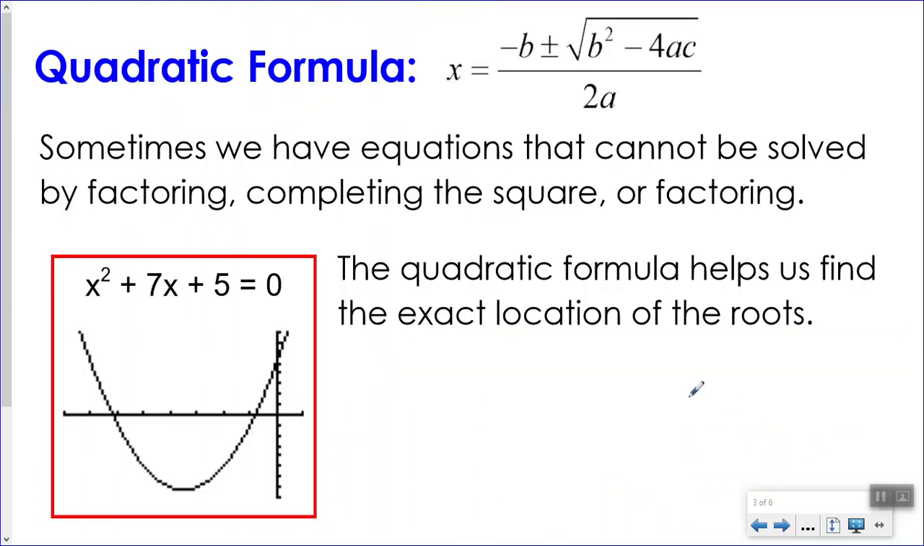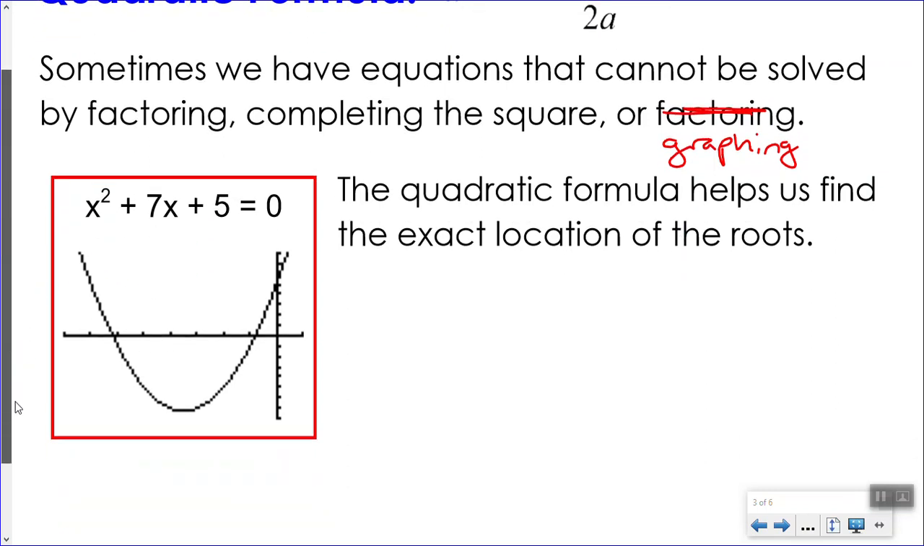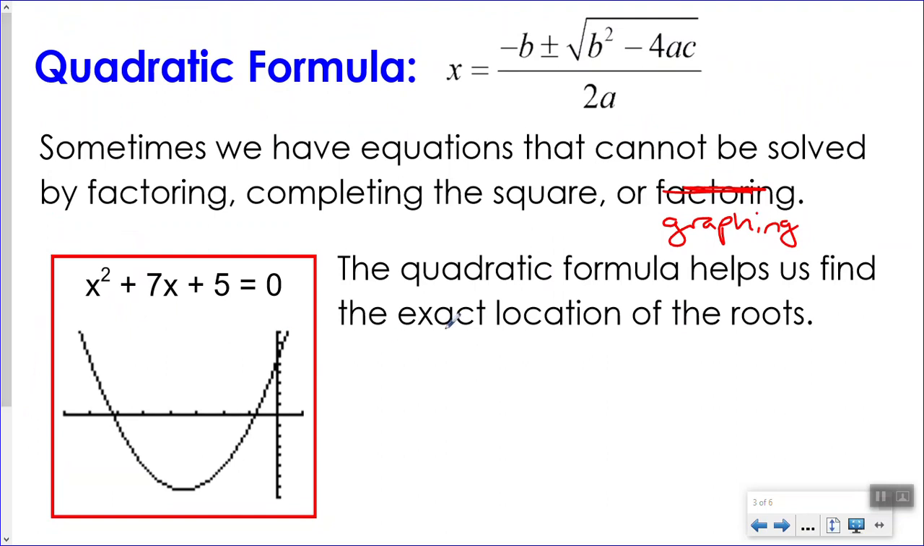So now we're going to use the quadratic formula. When we're given a quadratic equation, sometimes factoring won't work. Completing the square usually works, but sometimes it gets a little messy. Or graphing. This should say graphing. Because this is where we want to find what those roots were that sat in between the consecutive integers. So what we're going to do is substitute our values into the quadratic formula and see what we get.